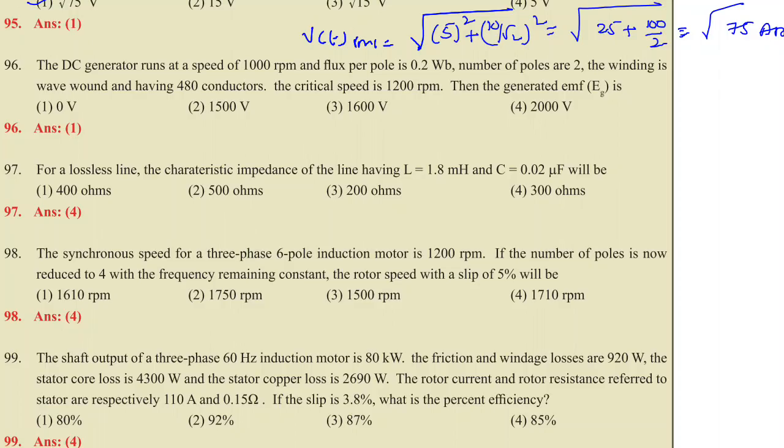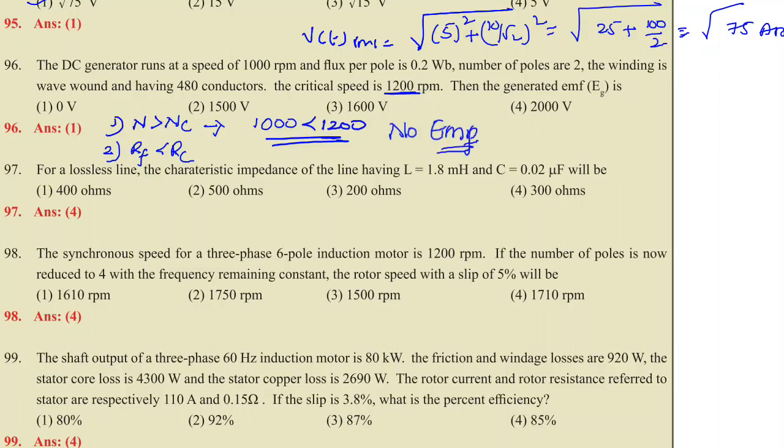So here the conditions to be satisfied for the production of EMF are, the first one, the rotor speed should be more than its critical speed, and second, the field resistance should be less than its critical field resistance. So here the first condition has failed. Why? Because the machine is rotating at 1000 rpm, and its critical speed, above which it will produce EMF, is 1200 rpm. So the machine is not going to self-excite because its speed is less than its critical value. So there will be no EMF present here. Okay, so the answer will be 10 volts here.